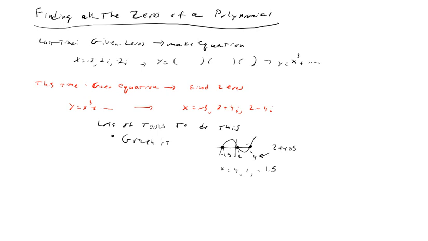Easiest way to do that, finding the zeros, is to graph it. Use Desmos. No one's going to stop you. Graph it. Let it help you, for sure. And that would be a really, really easy way to solve it. All right?